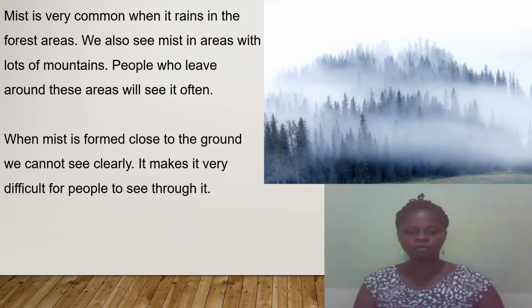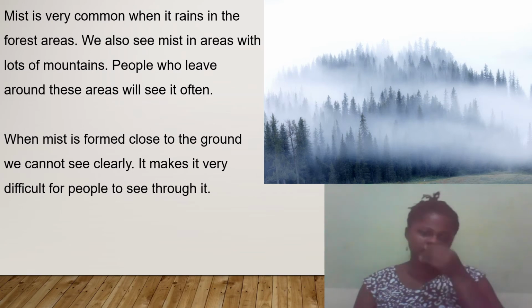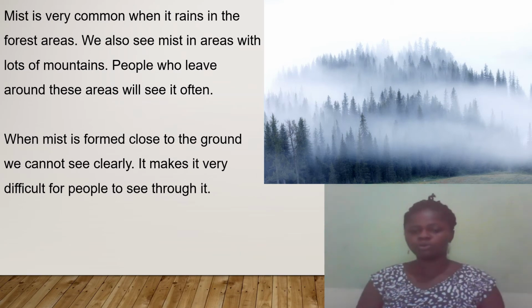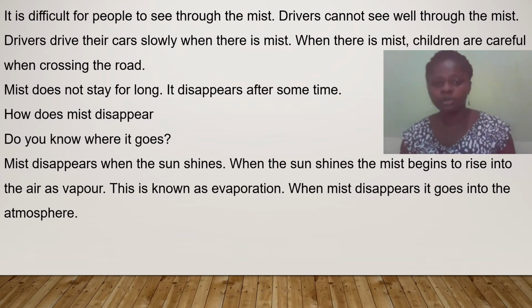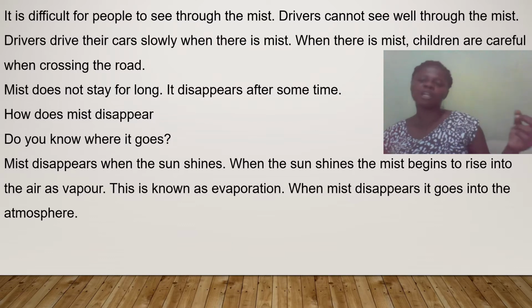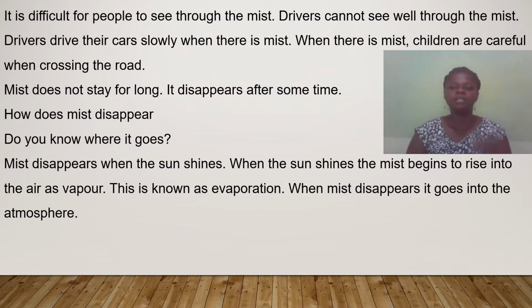When mist is formed close to the ground, you cannot see clearly. It makes it difficult for people to see through it. It is also difficult for drivers to see through the mist. They have to drive very slowly and carefully, and when there is mist, children are careful when crossing the road. All right, it does not stay for long. It disappears after some time.